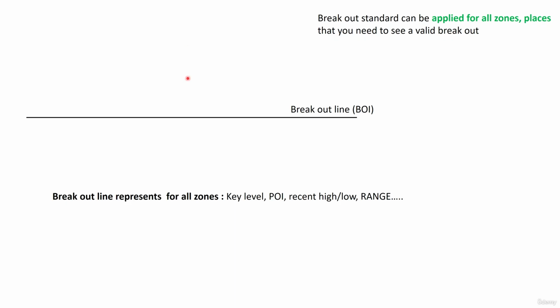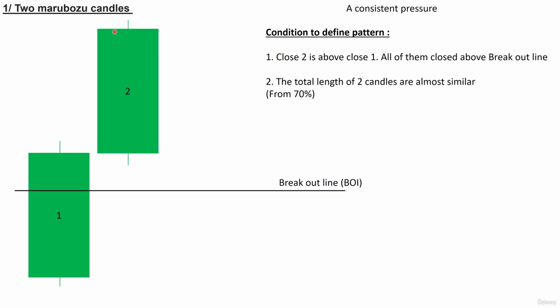So let's come with me into the first standard right here. It is also the easiest standard in the breakout or the pullback. For the 2 Maru candle standard, we always want to see a consistent pressure. In this case, that is a buying pressure. We need to see a consistent buying pressure here, and for this pressure we need to have condition levels to define it exactly. The first one: the close price of the second candle is above the close price of the first candle.